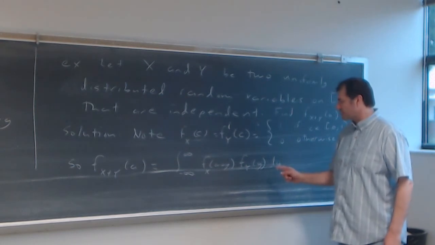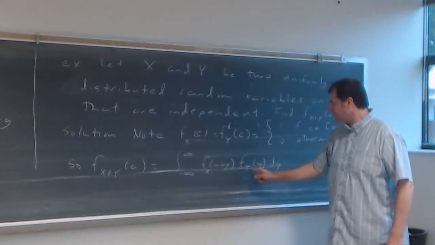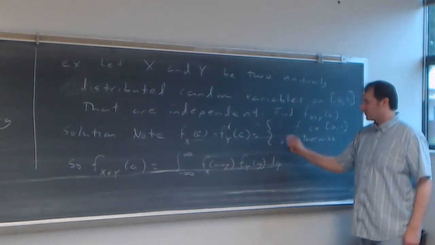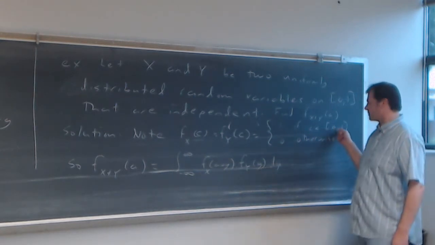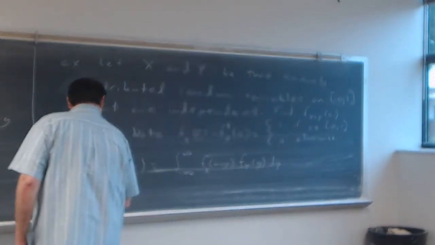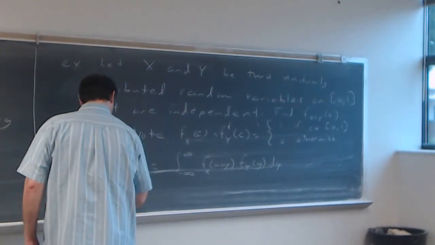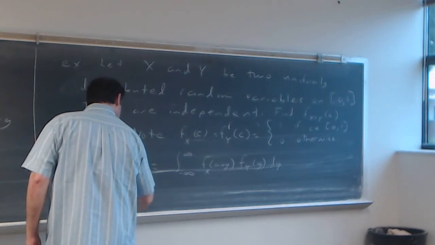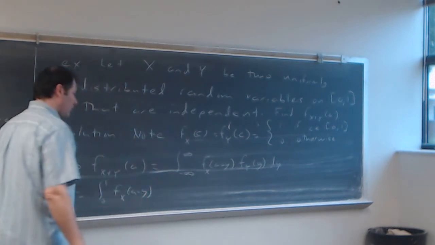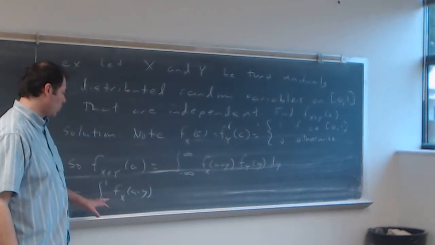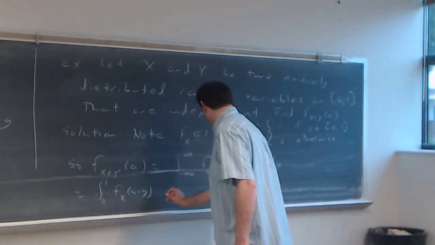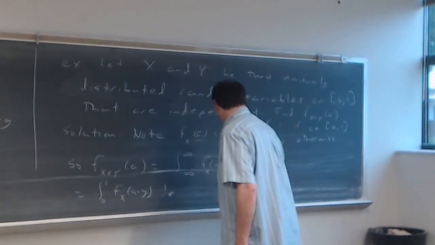The other thing I want to notice is the following: f sub Y of y is mostly 0. When is it not 0? It's when y is between 0 and 1. So we can go ahead and break this into the integral from 0 to 1 for y values, of f sub X of a minus y, and then f sub Y of y is going to be equal to 1 over this region. So that's 1 times this, so I want to write the 1 for f sub Y of y, dy. That's what I have.